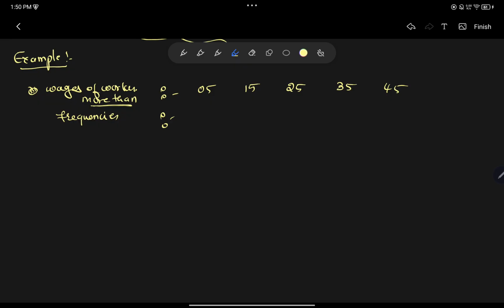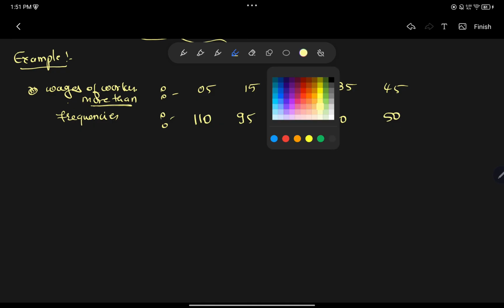Frequencies are like, we'll assume 110, 100 and we'll say 95, we'll say 80, we'll say 60, we'll say 50. Now, this is the question where they have used the word more than. Now, we need to solve this properly.